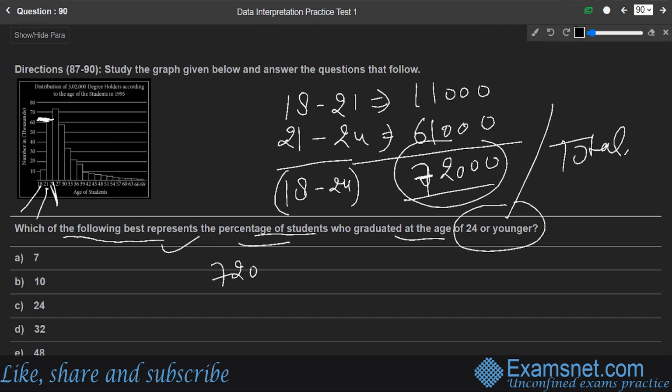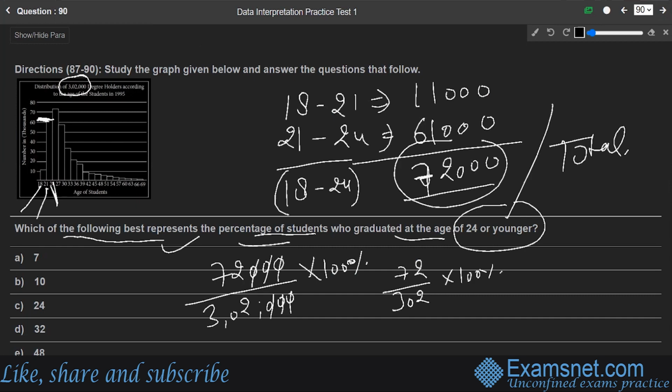So clearly the question becomes, 72,000 is what percent of the total value, that is 3 lakh 2,000 people that has already been given. The percentage value is always calculated by multiplying by 100%. If we solve this further, we can easily cut down the zeros. So this comes out to be 72 by 302 into 100%. We can approximate this 302 as 300, so it becomes 72 by 300 into 100, and 100 cuts 300 by 3, and 3 cuts 72 by 24. So the approximate value is 24, and it is available in option C. So it becomes the right answer for us.